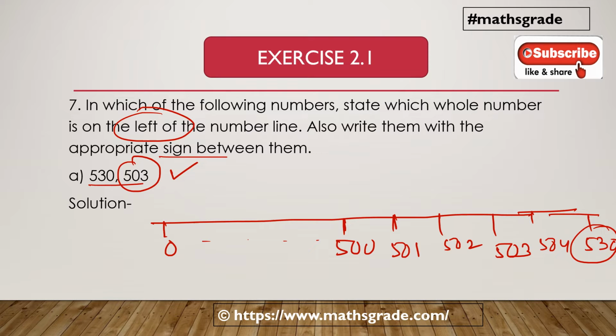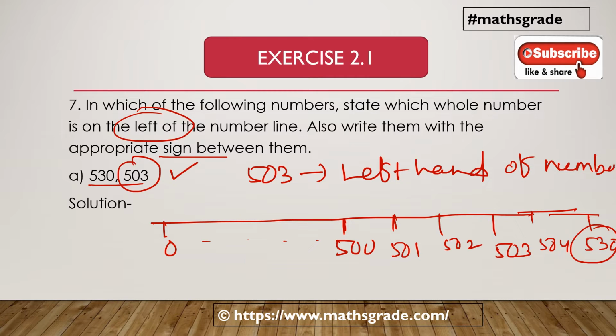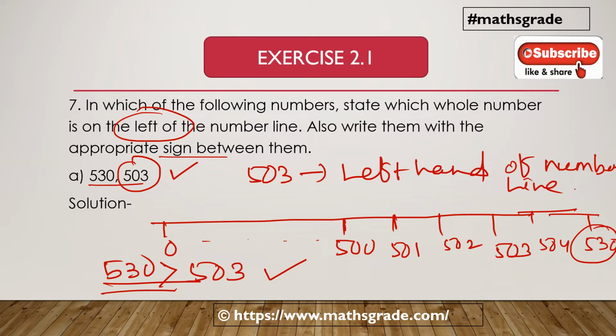So 503 will be on the left hand side of the number line. Between 530 and 503, 530 is the bigger number than 503. So 530 is greater than 503. So the appropriate sign is the greater than sign.